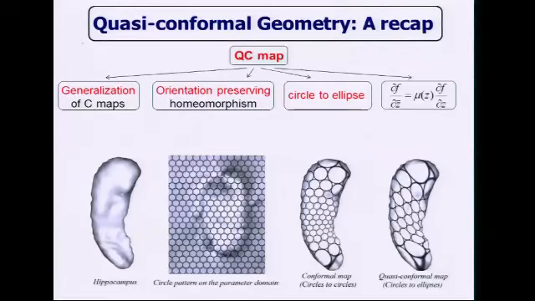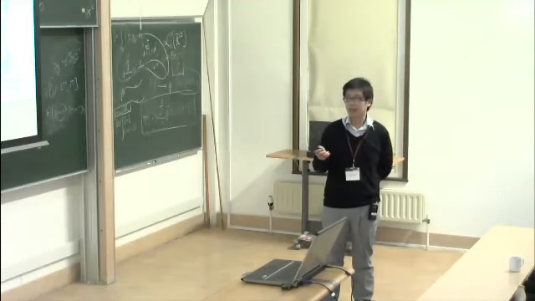I guess Tony has already given us a very nice overview of what quasi-conformal geometry is. Just a recap, quasi-conformal mapping is a generalization of conformal mapping, which is an orientation-preserving homeomorphism between surfaces with bounded conformality distortions. Intuitively, conformal mapping maps infinitesimal circles to infinitesimal circles, whereas quasi-conformal mapping will map infinitesimal circles to infinitesimal ellipses.